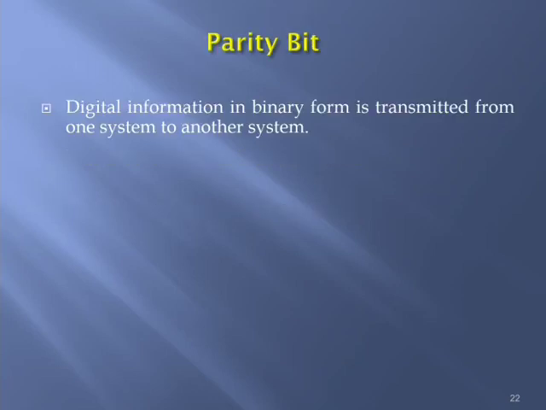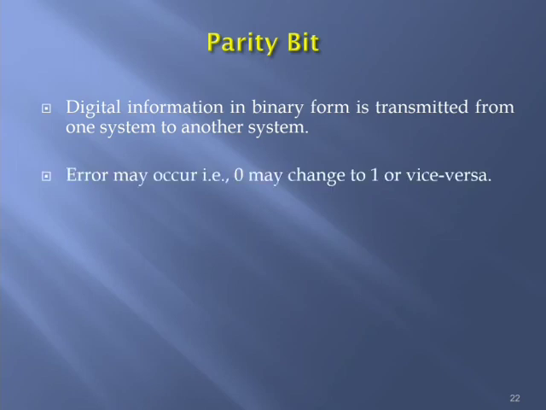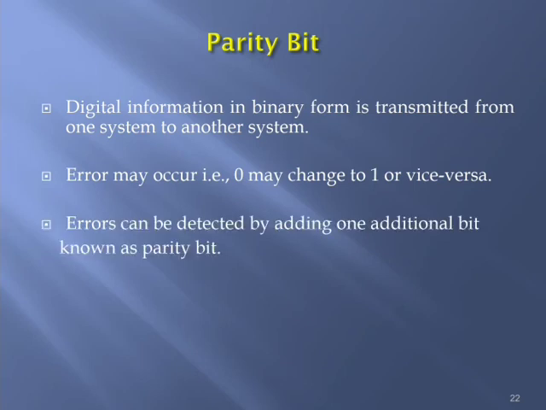Next, coming to the parity bit. Digital information in binary form is transmitted from one system to another system. During transmission, there may be chances of errors occurring. That means if you are transmitting 1 as binary information, the result may be 0, because some errors may occur during transmission of digital data from one system to another. So errors may occur, that is 0 may change to 1 or vice versa.